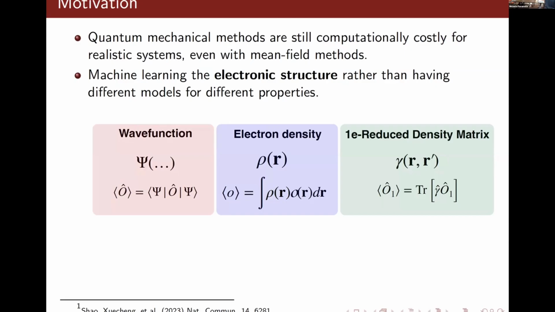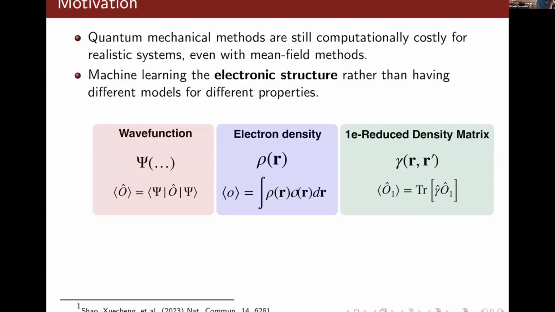The second option will be learning the electronic density. And due to the existence of rigorous theorems, you know that if you know the electronic density of a system, you theoretically have all the information of the system. But in practice, what you have access to is the expectation value of all the multiplicative one electron operators.